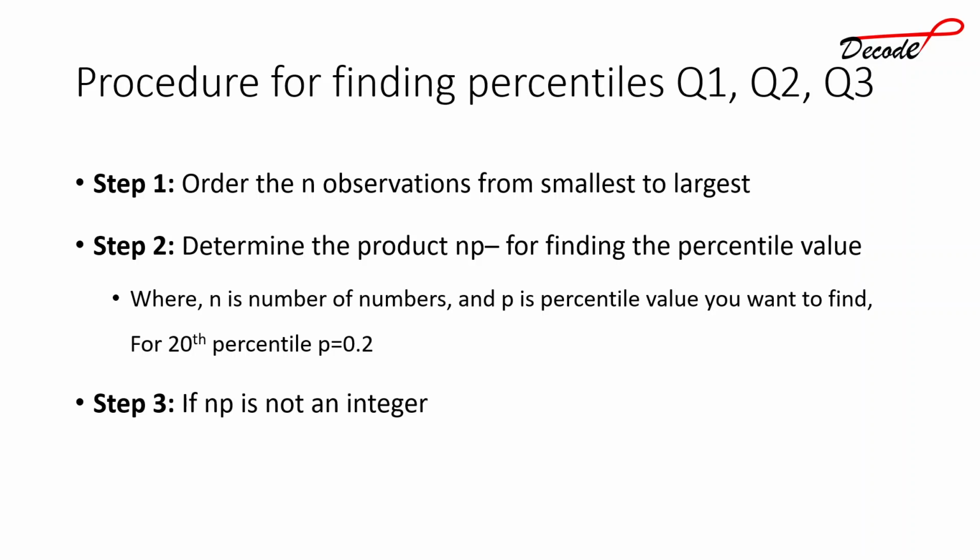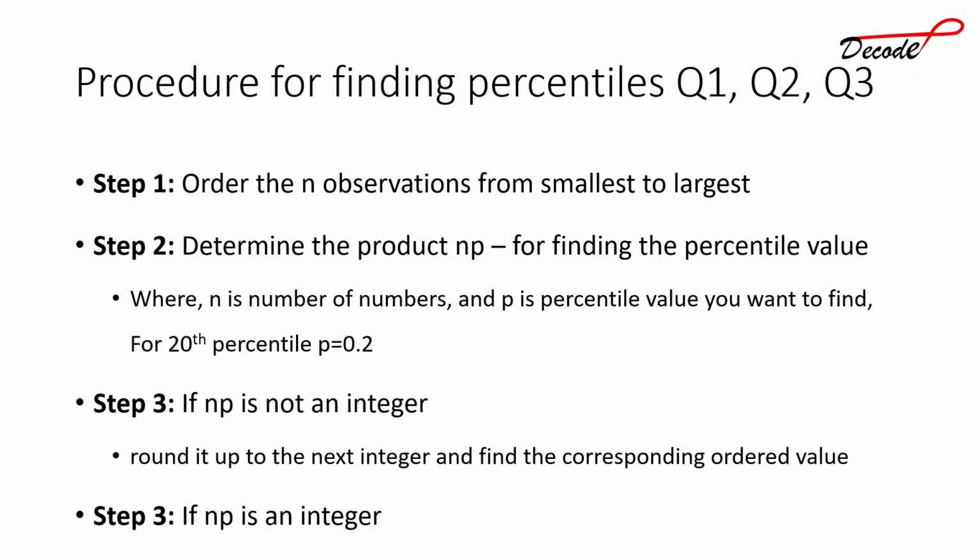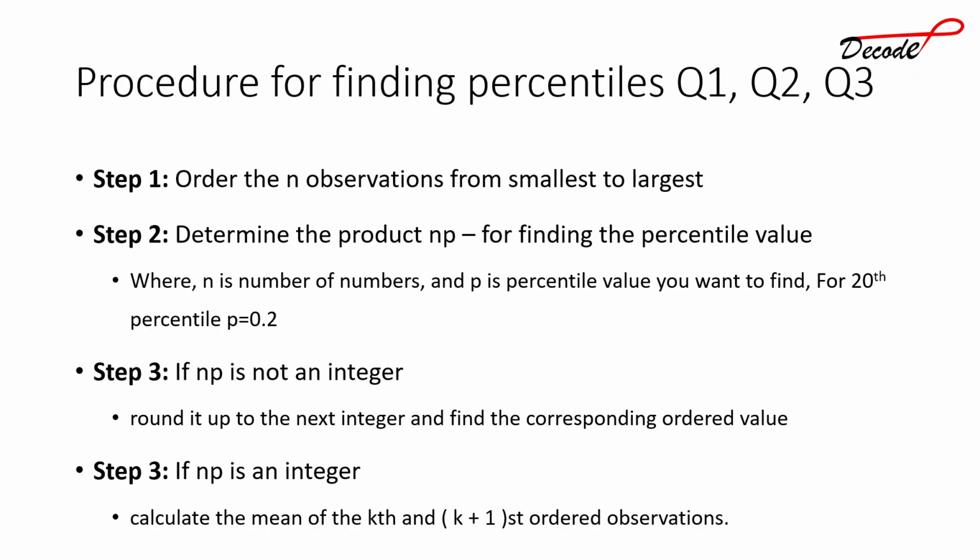Step 3. If NP is not an integer, we will round that value up to the next integer and find the corresponding ordered value. If the product NP is an integer, we will calculate the mean of the kth value, that is, that particular position value, and the k plus 1 value, the mean of the kth and k plus 1 ordered observations.